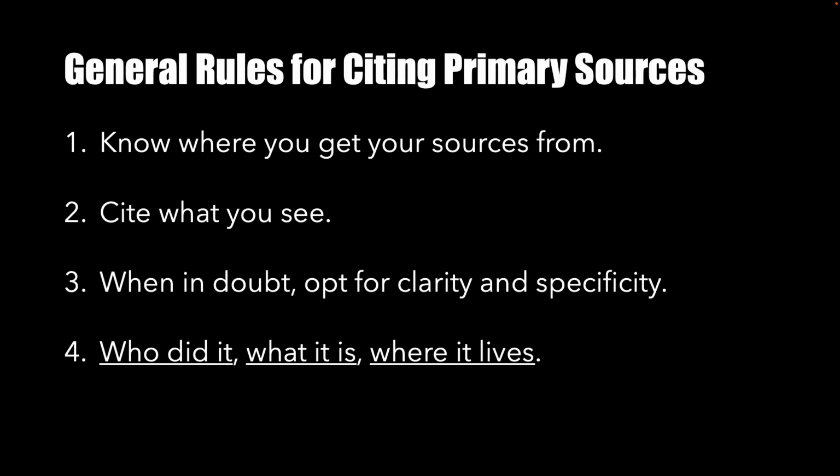Okay, fourth and finally, this is sort of the mantra for citing primary sources, and you'll see this played out when we get into how to cite specific primary sources. Our mantra is, who did it, what it is, where it lives. This is the order of most citations for primary sources. You're going to talk about first who created the primary source or who manifested it. Then you're going to talk about what that primary source is, what type of primary source it is.